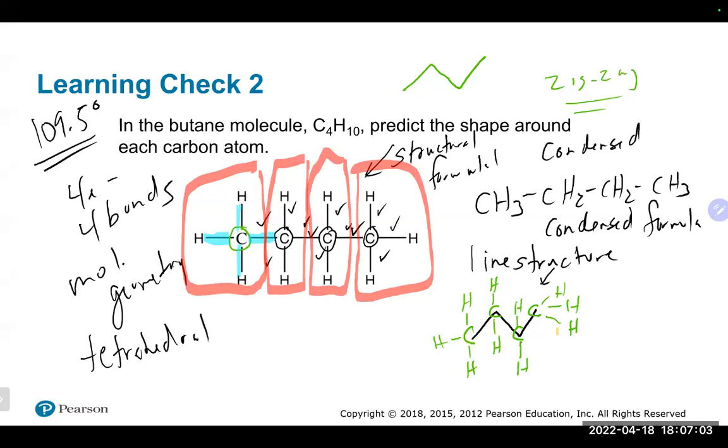So those 3 are 3 very common structures that we see in organic chemistry. Definitely structural formula, condensed, and line structure do pop up a lot. Any questions on that there? Okay.